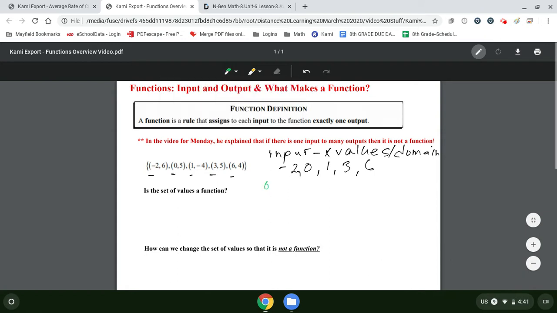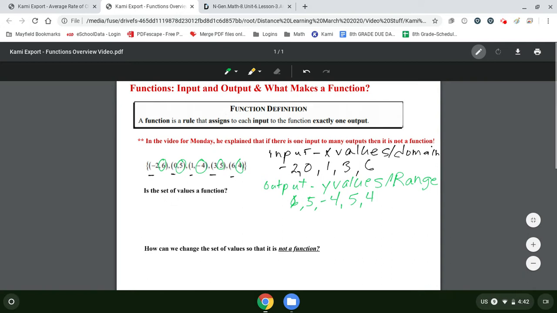Okay, the second thing that I have is output. And output, we're talking about my y values. And those are also called your range. So in this particular one, my y values are always my second ones, and I'm circling them to make it easier. So my range is 6, 5, -4, 5, and 4. Now I don't have to write 5 twice. I did in this case because I want you to see where I got these values from. So those are input and output.